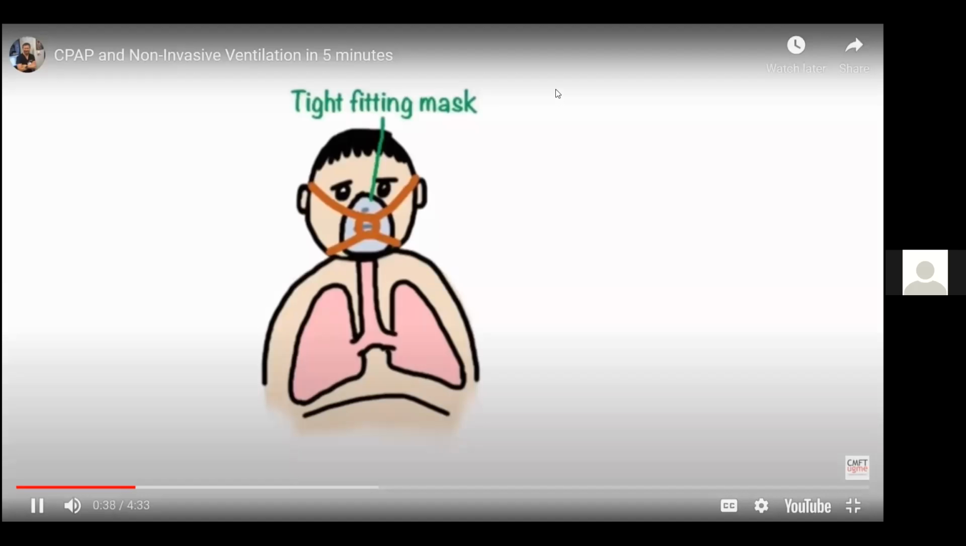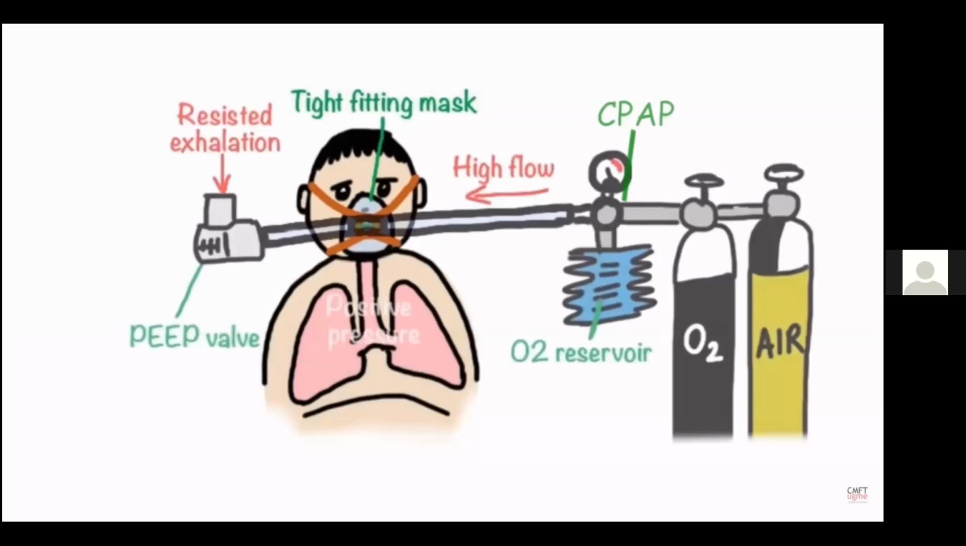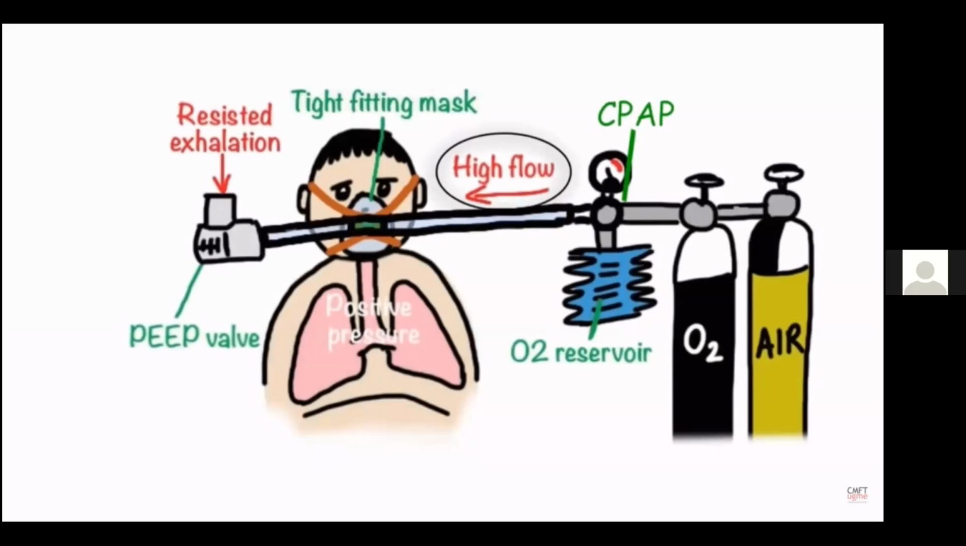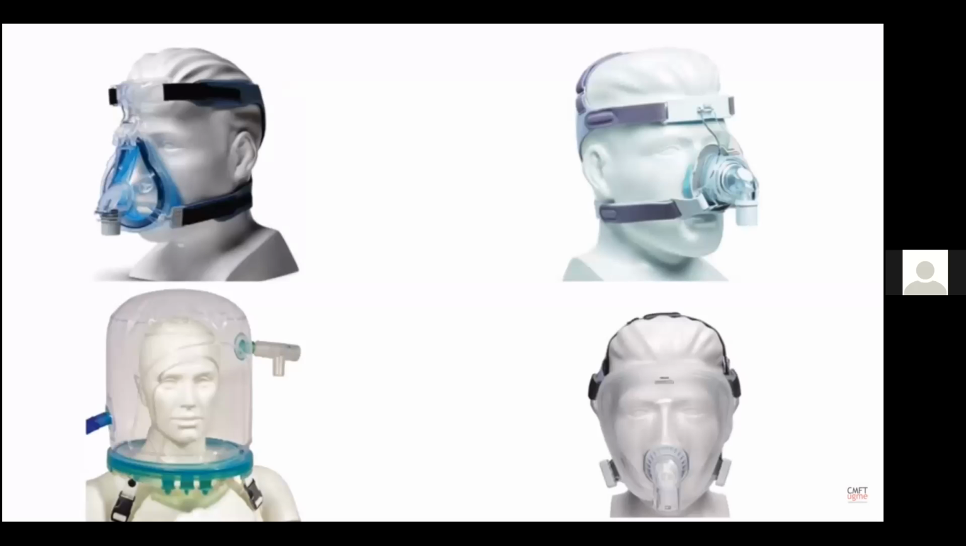A tight mask is applied to the patient's face to create a seal. Air and oxygen now flow through a circuit attached to the mask at high flow. The patient exhales through a valve which closes when the desired pressure is achieved. This pressure created by the valve is known as PEEP, positive end expiratory pressure. It's this that leaves the pressure in the patient's lungs at the end of expiration. There are several tight-fitting masks that can be used: oral masks, naso masks, full face masks, and CPAP hoods.